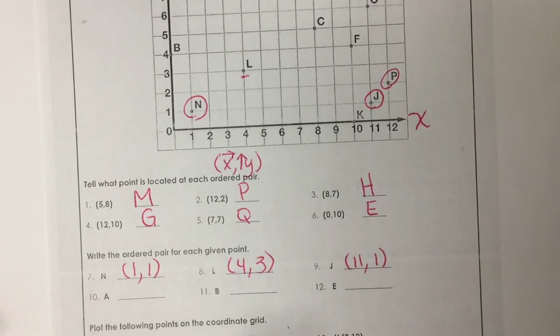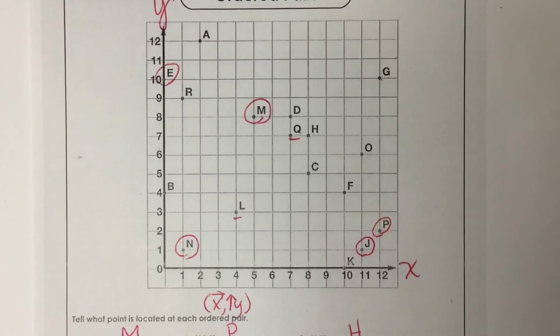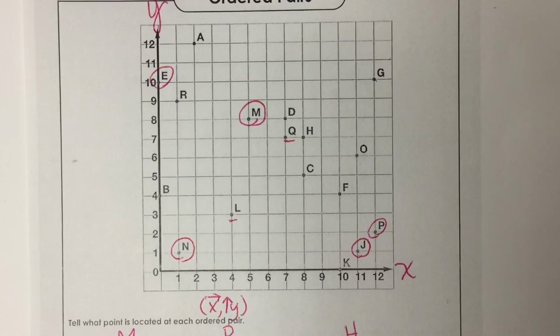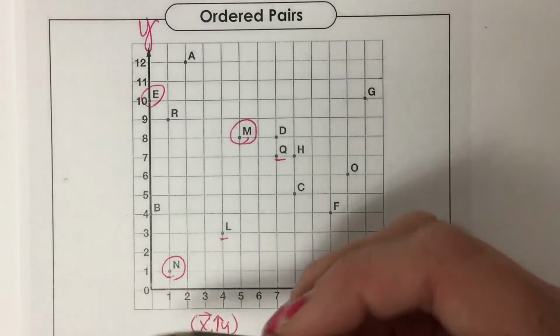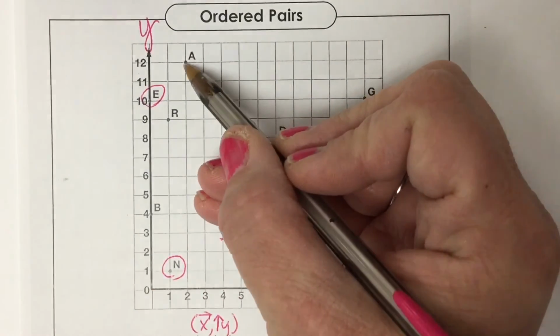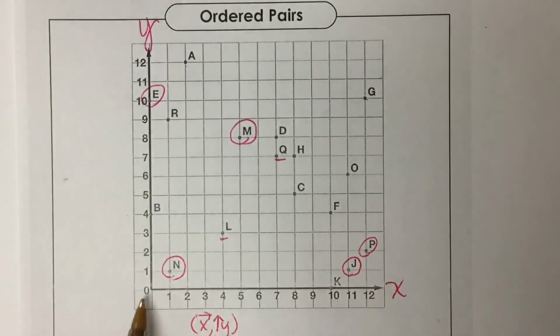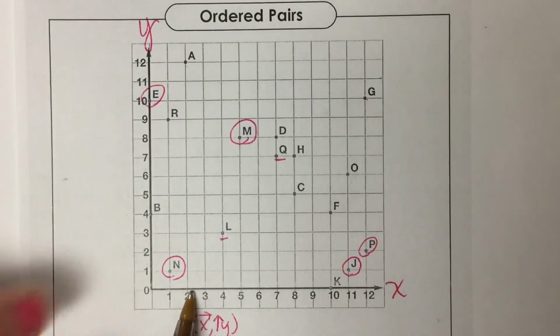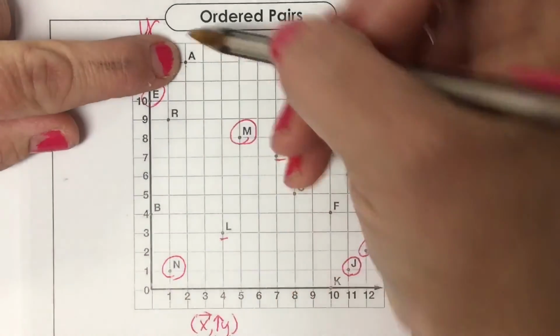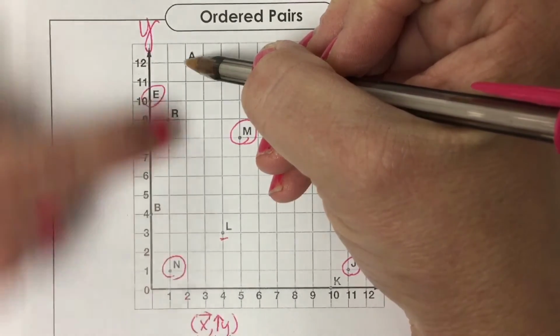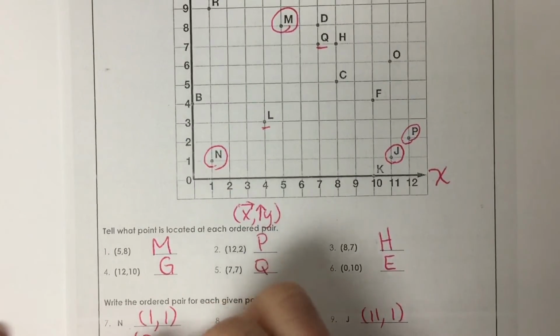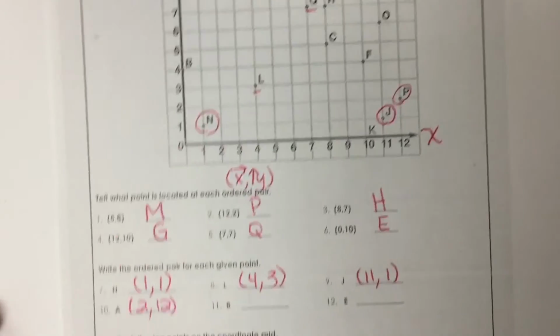Okay, A. Where's A? What ordered pair would you give A? Okay, so here's A. So I start at 0. I go over 2, and I go up to A, so 12. Over 2, and then I went up 12. So the ordered pair would be 2, 12.